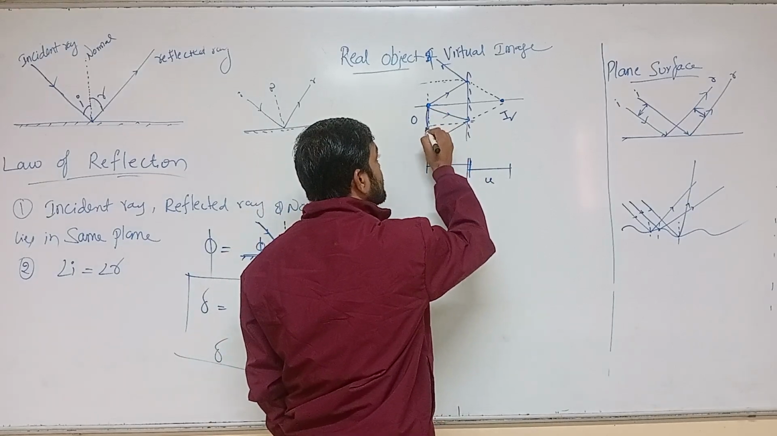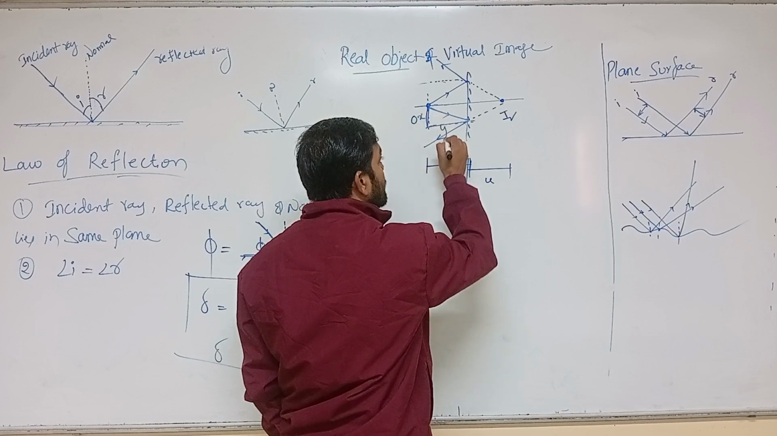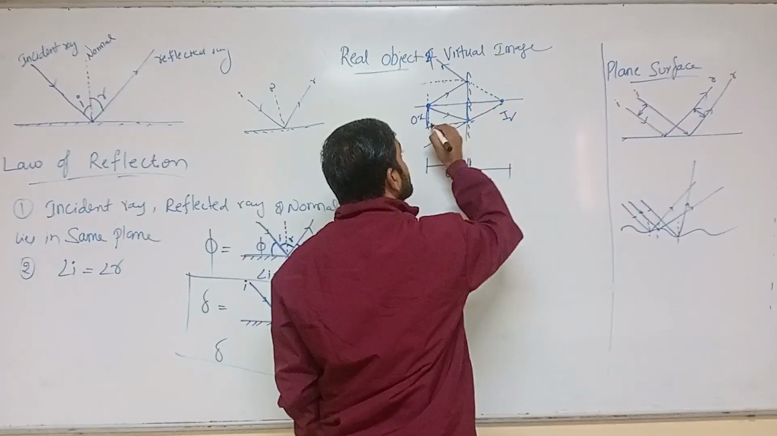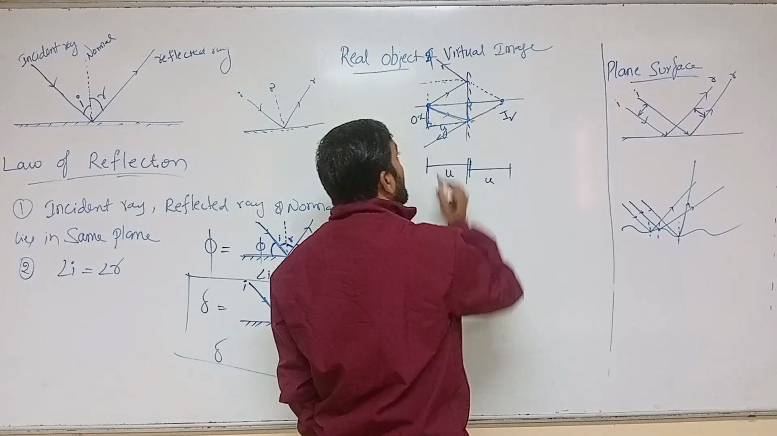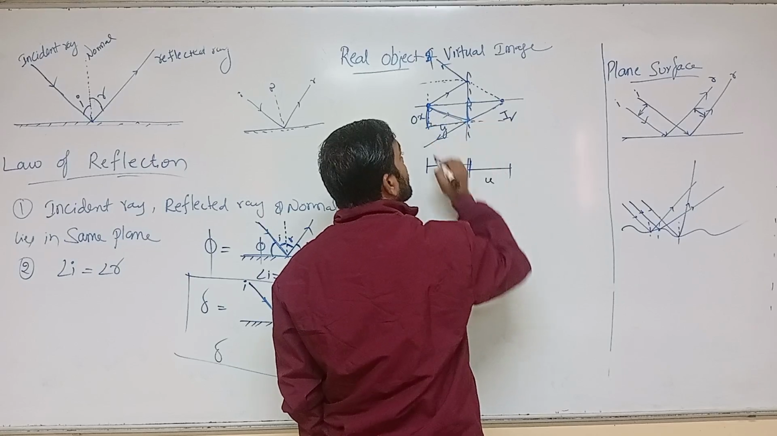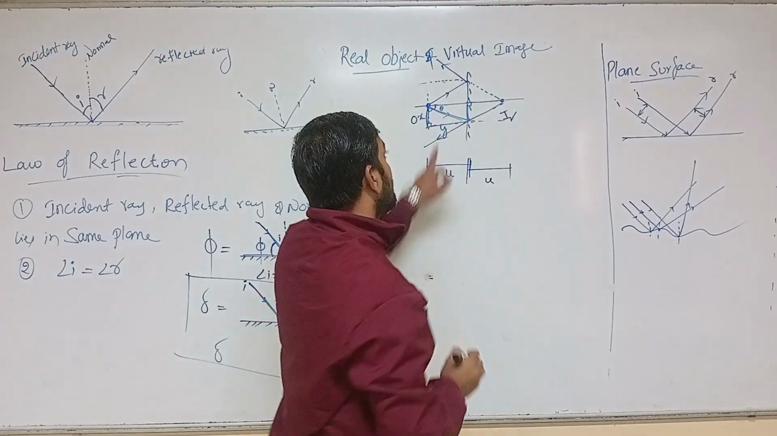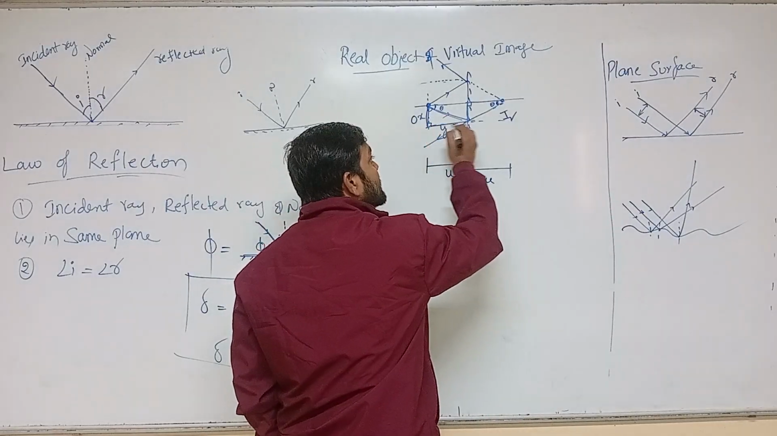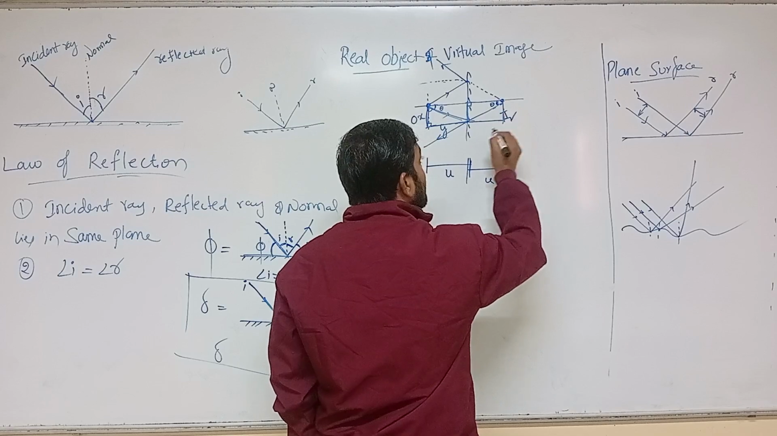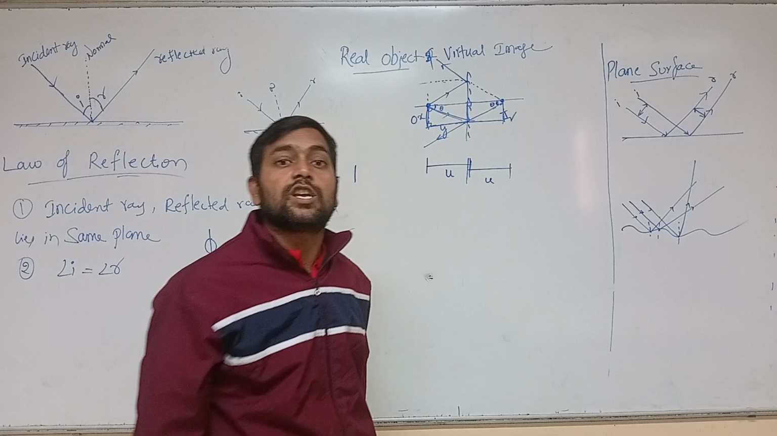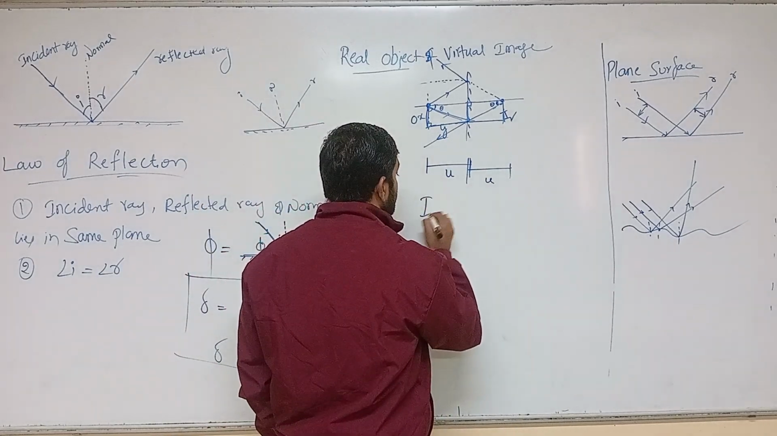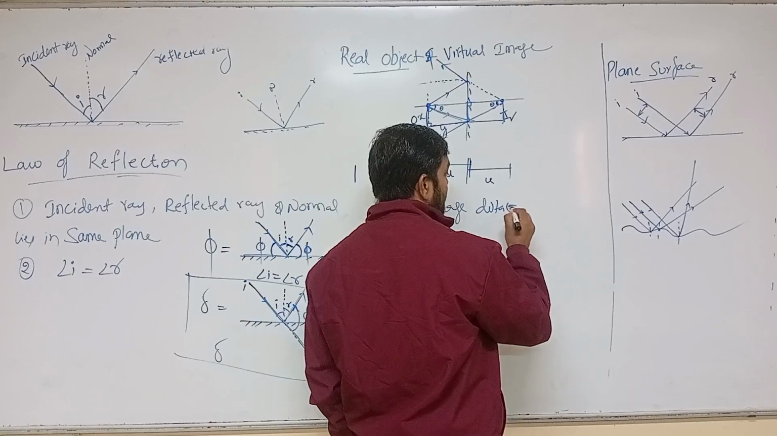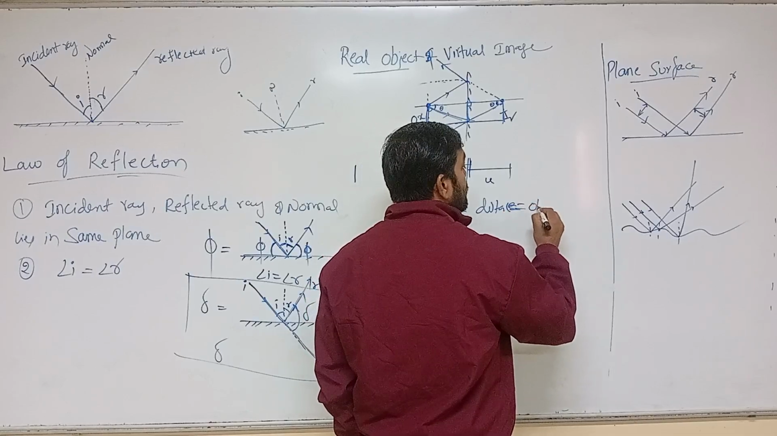Let us consider this is x and this is y. The same triangle we are going to get. This angle and this angle are 90 degrees, and the angle from here will be equal to the angle from here. Then the length of the object will be equal to the length of the image. So the image distance is equal to the object distance.